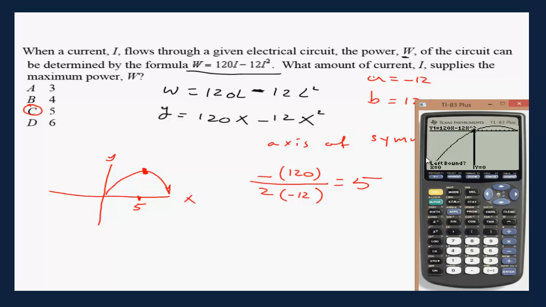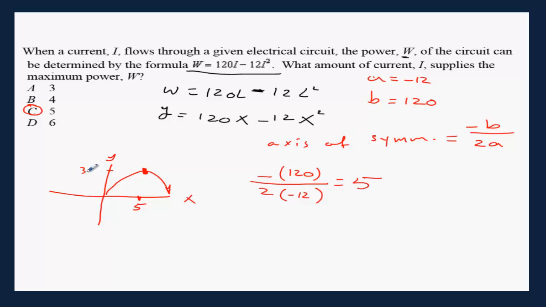The max. Where is your left bound? Here's the left bound. Click enter. And then you move your cursor. Where is the right bound? You move your cursor to the right bound of the maximum, as we do here. Enter, and then go back to the maximum. Here's the maximum. The x value is 4.999, which is 5, and the y value is 300, which is this point here. But we're not looking for 300. We're looking for 5. Works well.